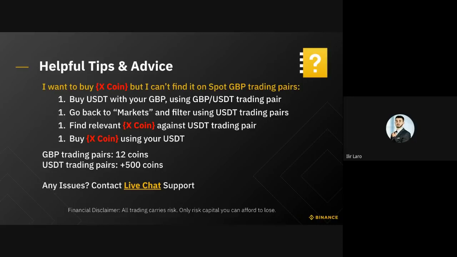And then it's the same going backwards if you want to sell the coin. If there is no respective GBP trading pair for that coin, you have to sell to USDT, and then you sell the USDT to GBP. So it's essentially an extra step. Like I mentioned, we have 12 coins in GBP, and we'll be adding more as time goes by. But for USDT, we do see a lot of variety, so you can definitely take your pick using USDT trading pairs.